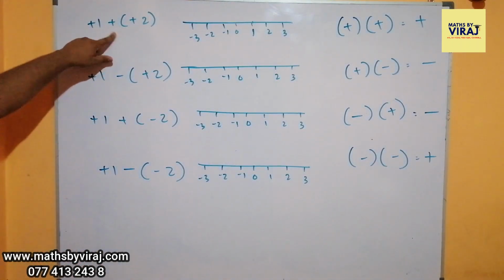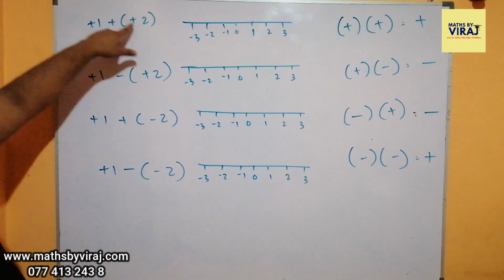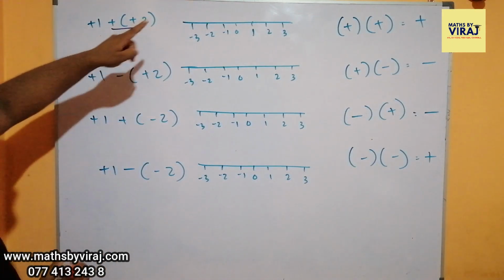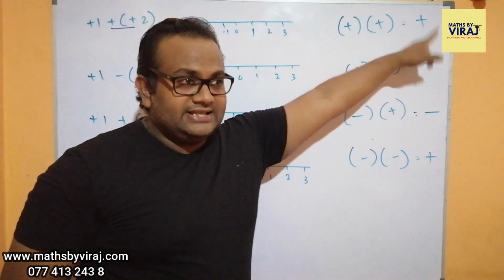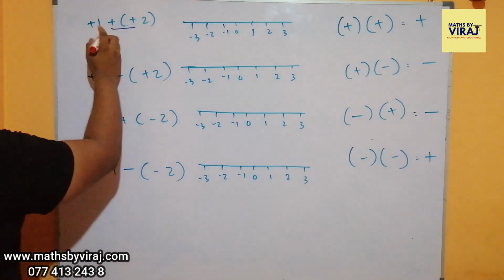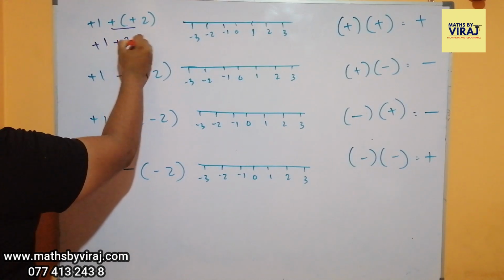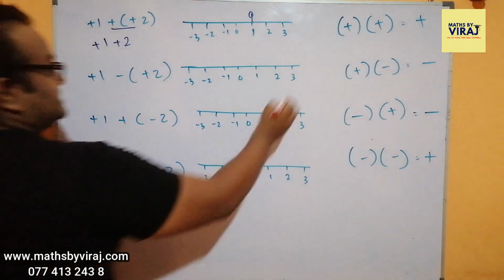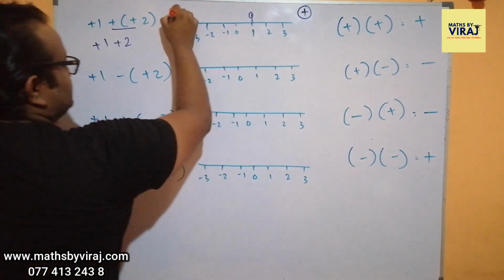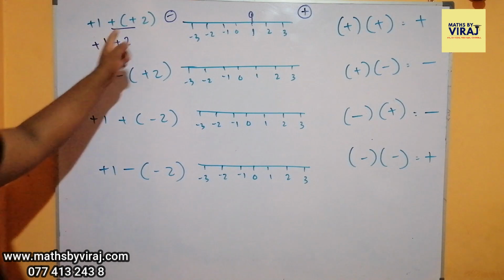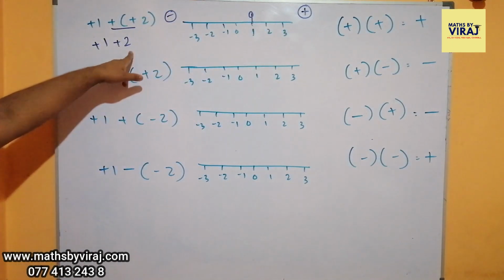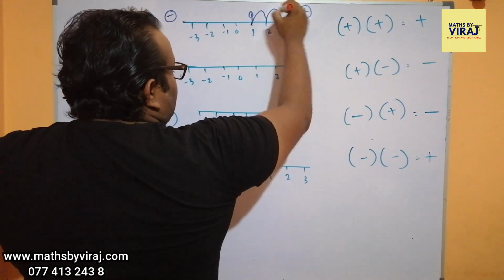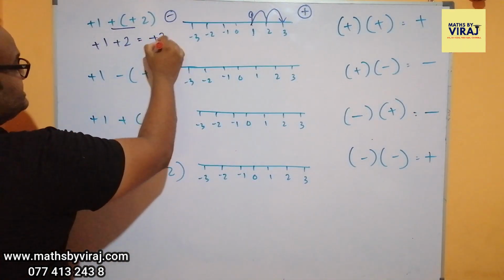Right. Now you see that plus 1 plus 2. Now these two pluses are together. Therefore it is plus and plus, answer is plus. Therefore we can write this as plus 1 plus 2. Now I am in position 1. This is my positive side. This is my negative side. So how many times should I go to the positive side? Look here. 2 times. Therefore 1, 2. And my answer is plus 3.